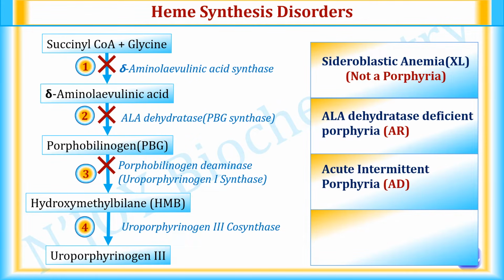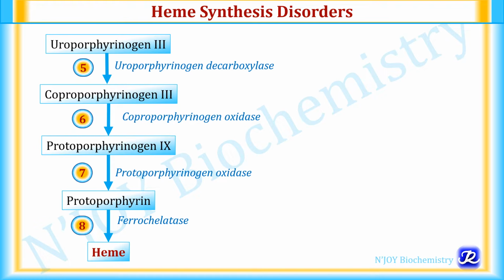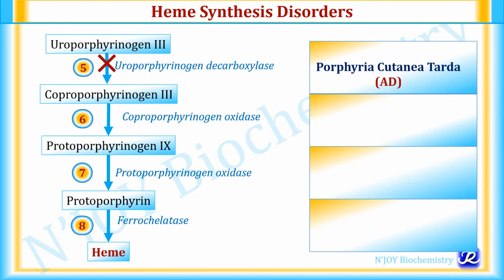Then third enzyme defect results in acute intermittent porphyria. It is due to defect in the uroporphyrinogen 1 synthase. It is autosomal dominant condition. Then uroporphyrinogen 3 co-synthase defect leads to congenital erythropoietic porphyria. It is autosomal recessive condition. Uroporphyrinogen decarboxylase defect leads to porphyria cutanea tarda, which is autosomal dominant condition.